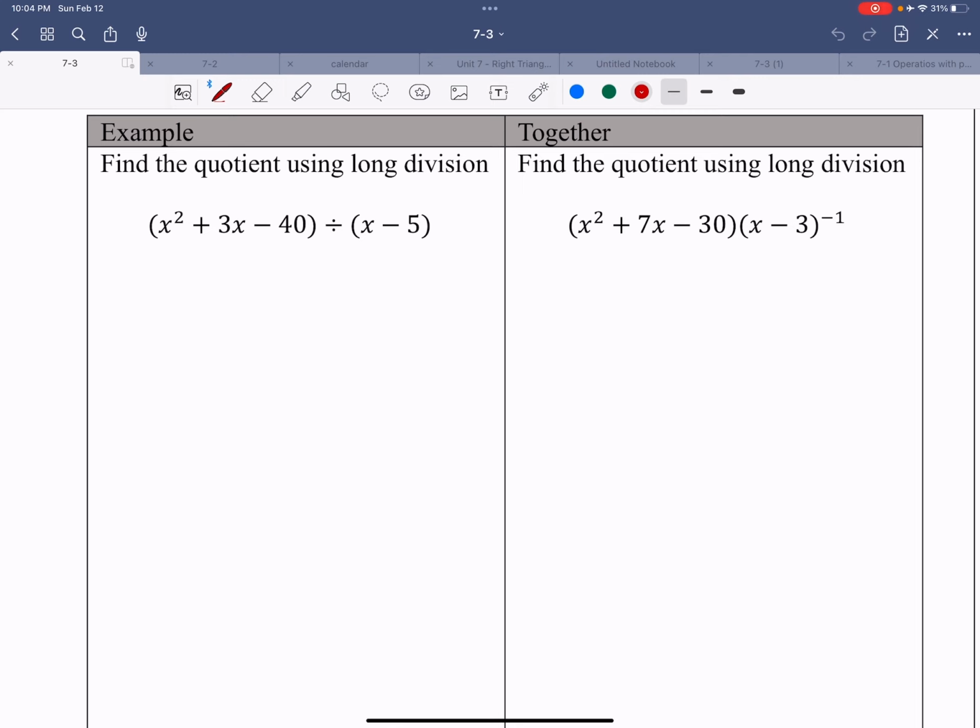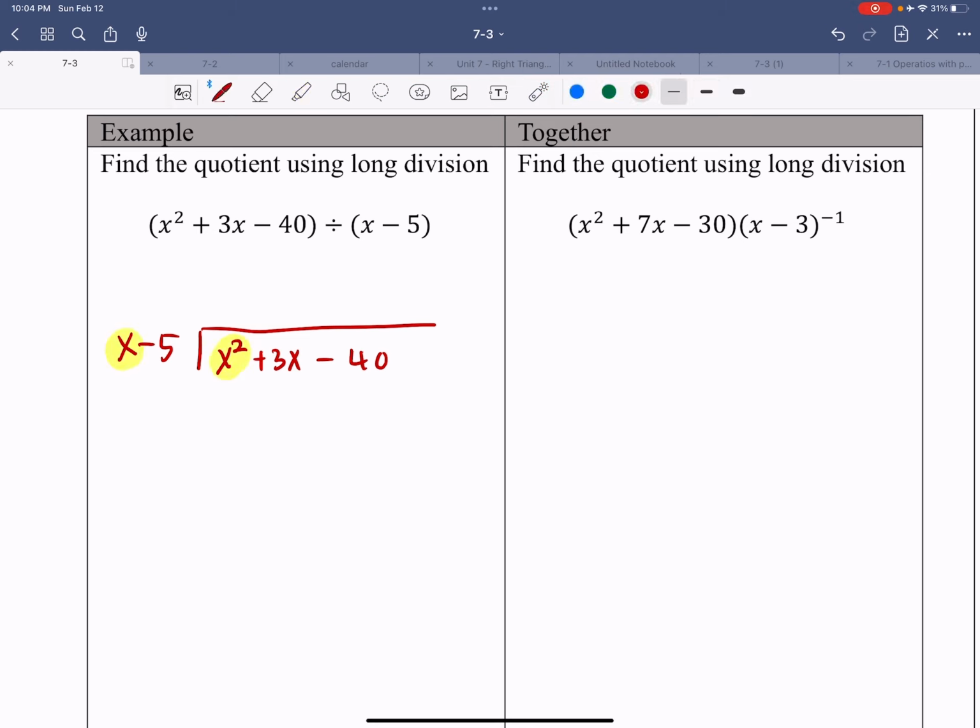So for example, first of all, if you want to do this, this is divided by this, right? So what you have to do is set this one up: x minus 5 divide by x squared plus 3x minus 40. And at this moment, the only thing we have to do is match these two up, okay?